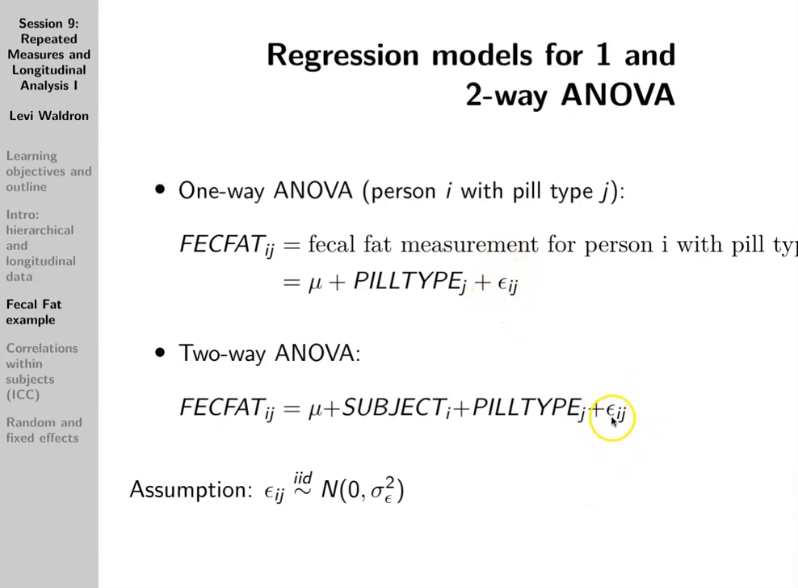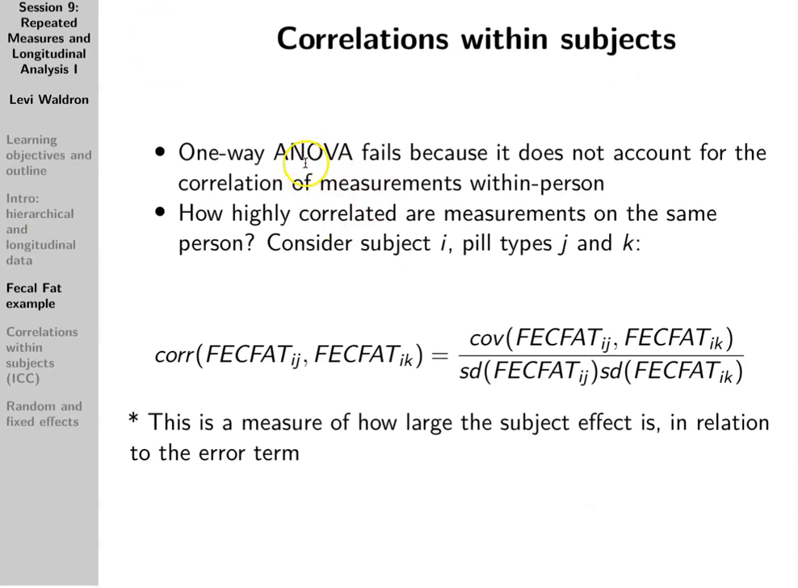Here we're doing better. We are at least taking away the subject effect and the pill type mean. So it's still not a guarantee that these residuals are completely independent, but they're certainly closer than they were in the one-way ANOVA. So the one-way ANOVA failed badly because it didn't account at all for the correlation of measurements within person. That is, how the amount of the outcome variable fecal fat varies on average from one person to another.